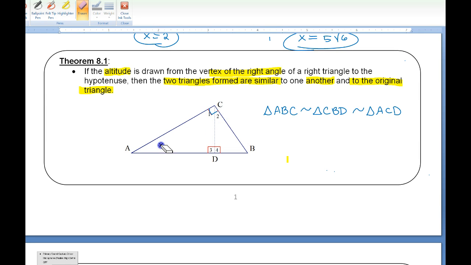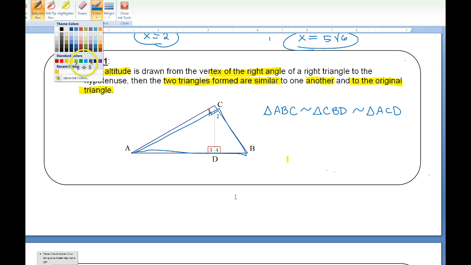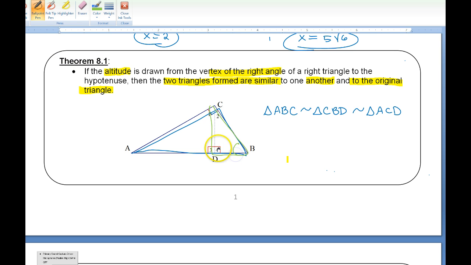So we could also look at the other triangles, right? As long as they share, so here's the big triangle again. And now let's look at the little triangle on the right. They both share angle B, and they both have a right angle. So again, by angle-angle similarity, they're similar to each other. So if the big triangle is similar to this one, and the big triangle is similar to the one on the right, then all three are similar to each other.